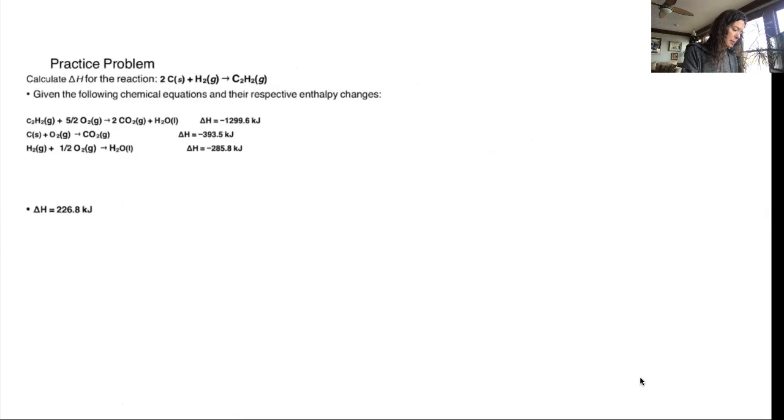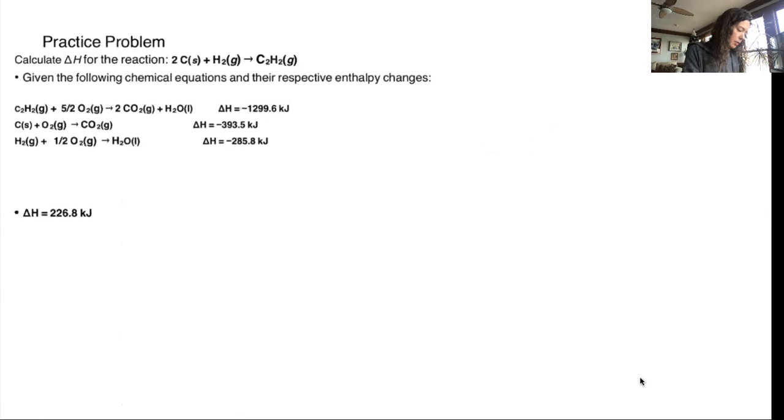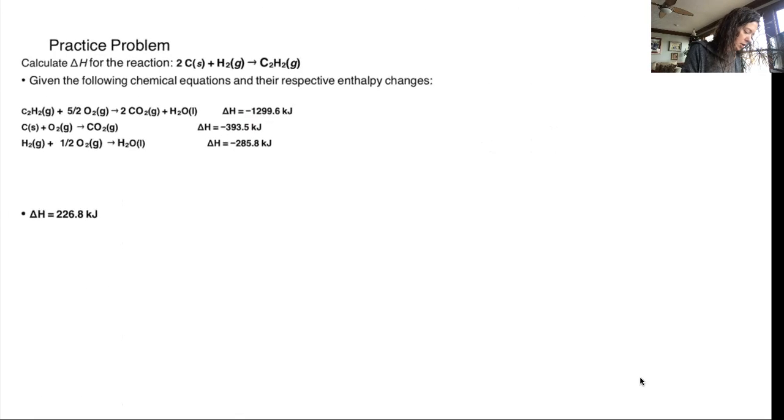So here's a practice problem. This is from the PowerPoint, whatever slide I said it was in the little notes part. And we have our target equation here, right? We would call this in our notes our target equation, because that is the equation we are trying to get.